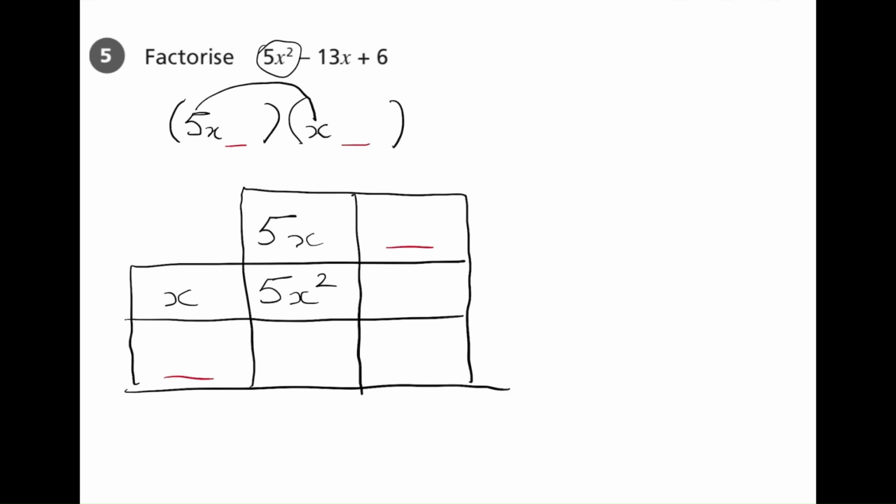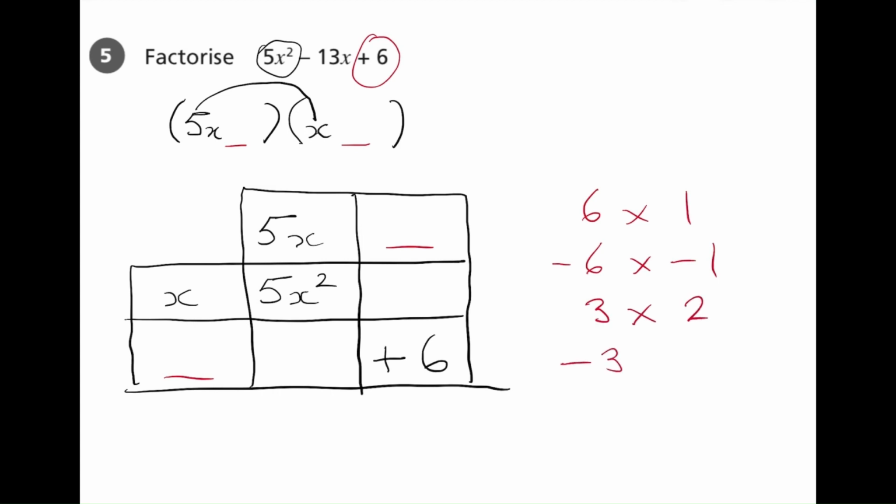What we also know is that when we multiply the two numbers together, we should get plus 6. So we know that those two numbers multiplied together will give us the plus 6. So we have options. We could have 6 multiplied by 1, negative 6 multiplied by negative 1, 3 multiplied by 2, and negative 3 multiplied by negative 2.